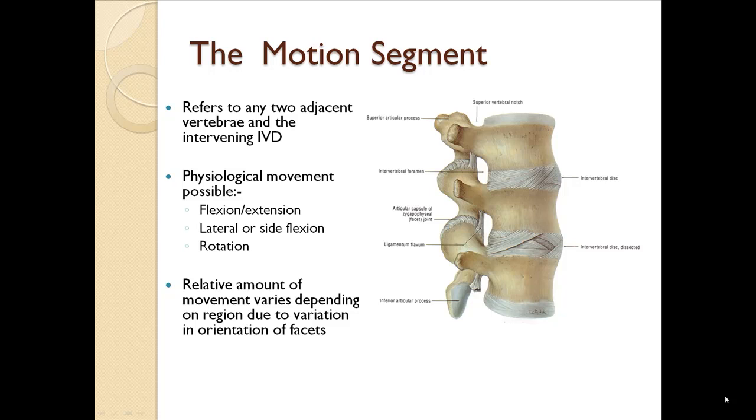So the cervical spine allows a large degree of rotation, the thoracic spine allows a large degree of rotation, but because of the orientation of the facet joints, the lumbar spine allows very little rotation. So there are primary structures that determine the amount of movement that we have at the spine.